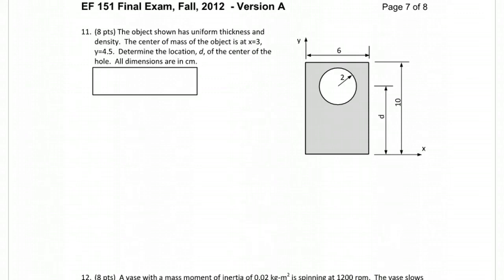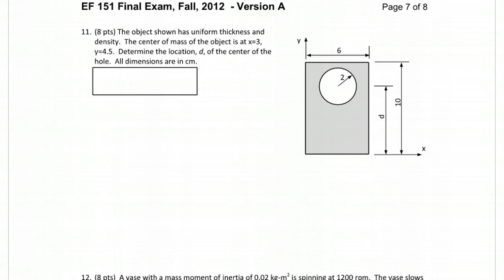Okay, number 11, center of mass problem, uniform thickness and density. So that means that the mass of the various parts is going to be proportional to the area. So we'll work with areas here. And we're given the center of mass here: x equals 3, y equals 4.5.